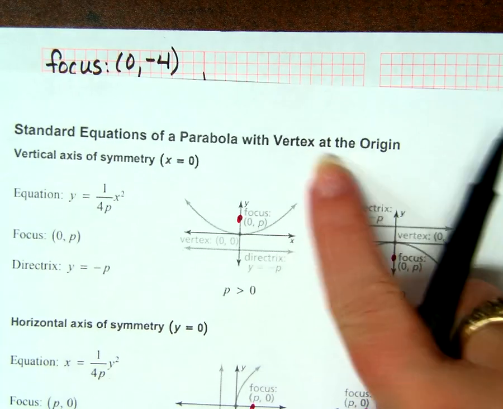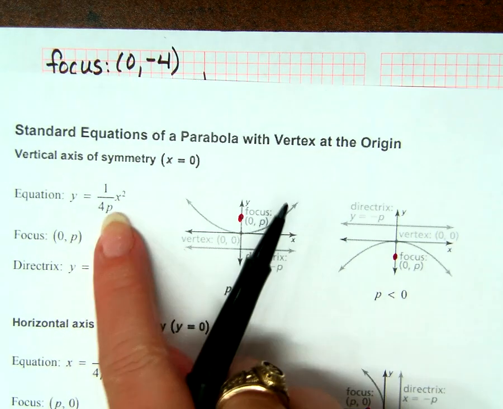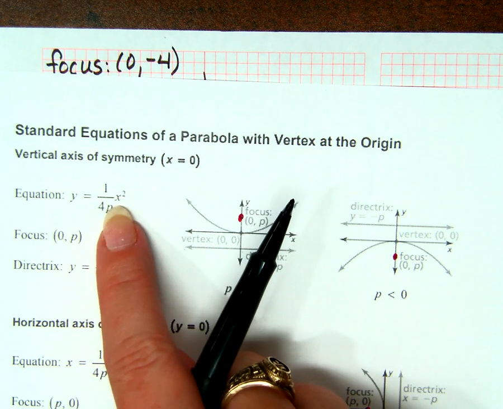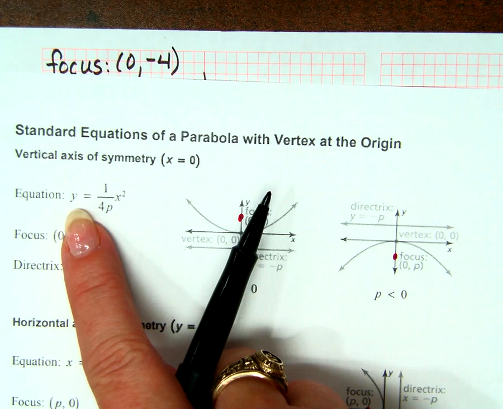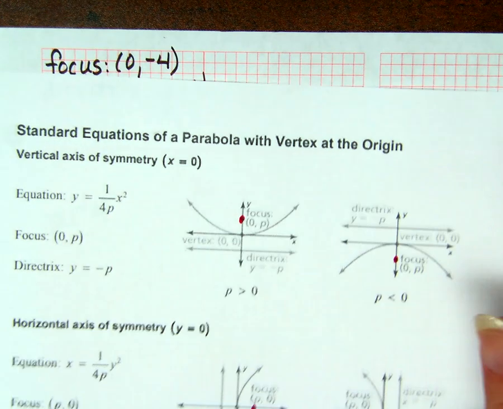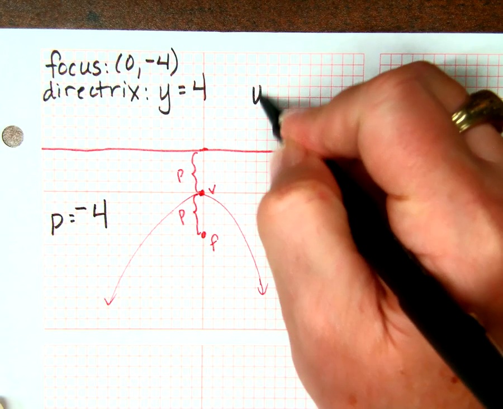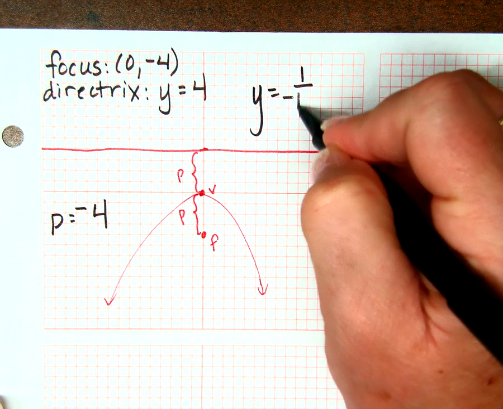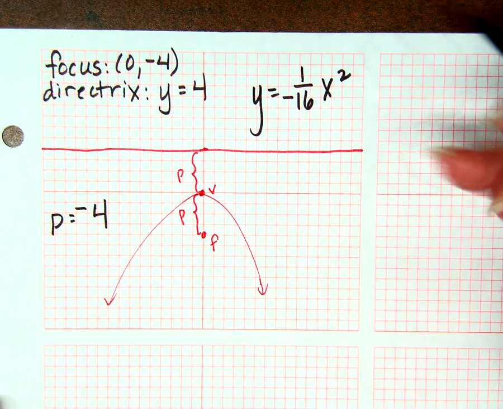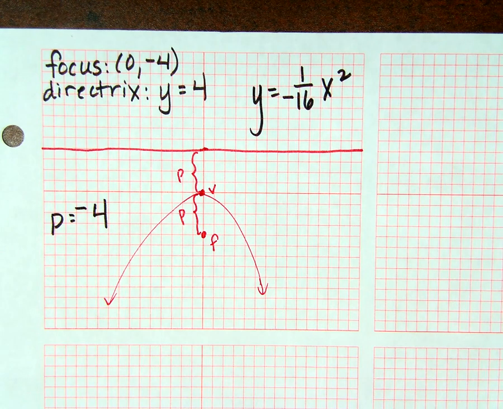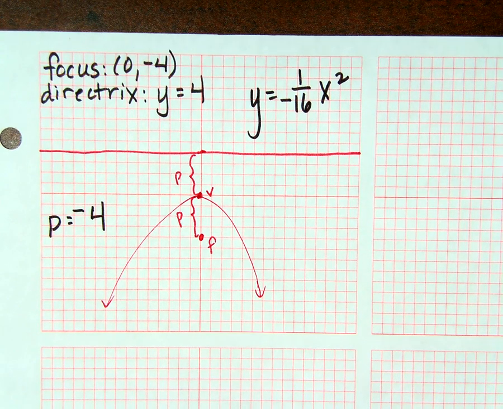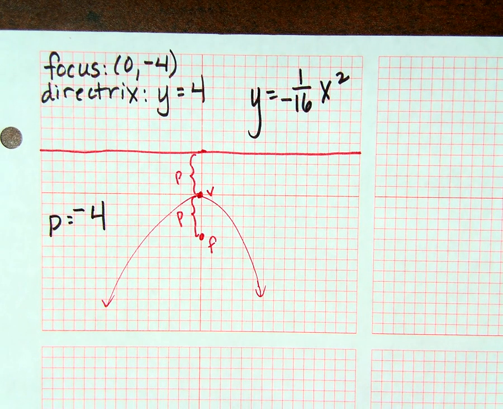With the vertex at the origin opening down, I want to use this equation: y equals 1 over 4p x squared. So when it's time to write the equation, I write y equals 1 over 4p x squared. And then I'm done. Questions?